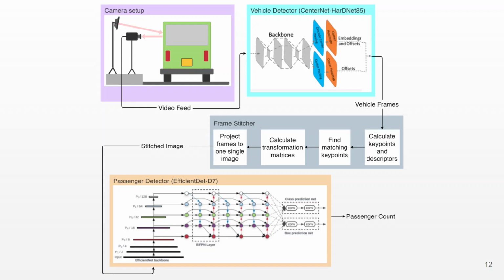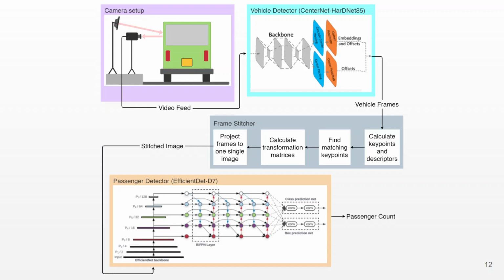First, it emits near-infrared light to the passengers inside vehicles. Second, the near-infrared camera captures the reflected light, and finally sends the video feed to the vehicle detector. The second module is the vehicle detector. This module buffers video frames of a single vehicle and sends the buffered video frames to the frame stitcher.